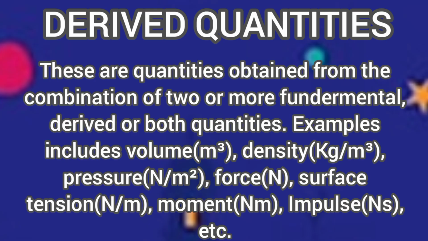So you can see why all these are considered as derived quantities. Their units are also derived units because it requires the combination of two fundamental quantities or two derived quantities, or even the combination of a fundamental and a derived quantity.